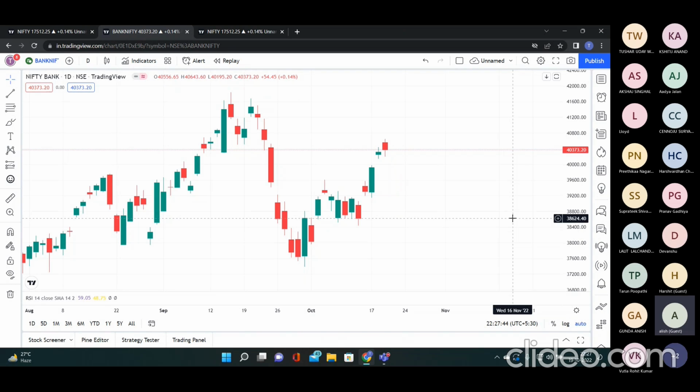And we have the wick in them as well, which tells you about the highest price of that day. For the bearish one, I said it wrong. For the bullish one, it shows the highest price of the day, whereas for the bearish one, it shows the lowest price of the day. And we read it in the reverse manner, basically, when it comes to bullish and the bearish.